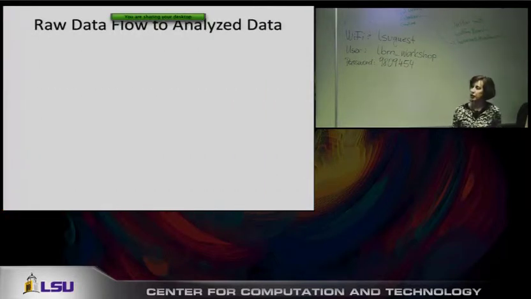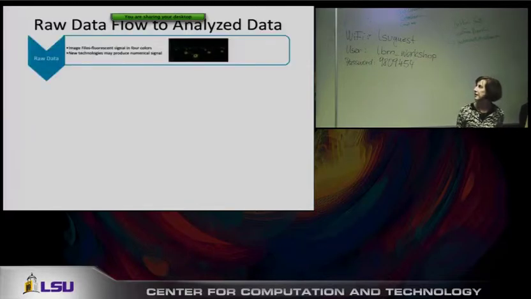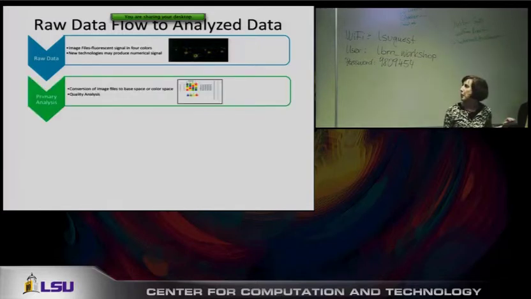So I just want to give you an overview of what the flow looks like from raw data to analyzed data. Our raw data is generated by the instrument, of course, and it's generally image files, and that's fluorescent signal in 4 colors. Some of the newer technologies that are coming out may produce numerical signals, though. Then primary analysis is done on instrument, and that's the conversion of the image files to base space or color space. And then we do some basic quality analysis of the data.